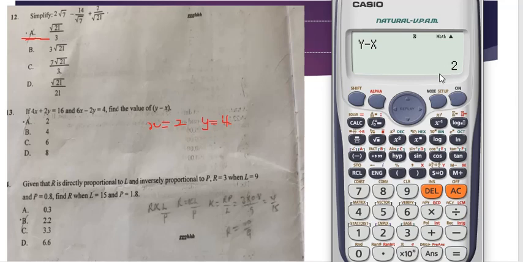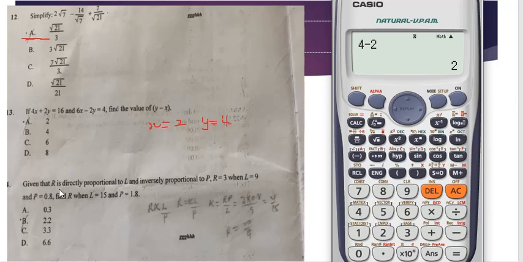Now that's why initially I stated that there are two ways to do this. Either you do it this way, or you just punch this on your calculator. Okay, 4 minus 2, and then you end up with your correct answer. As simple as that. Now let's look at this question.